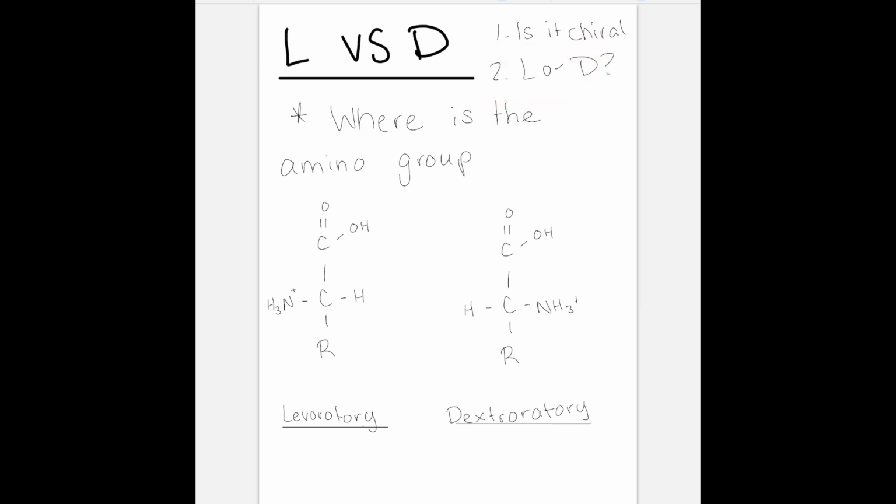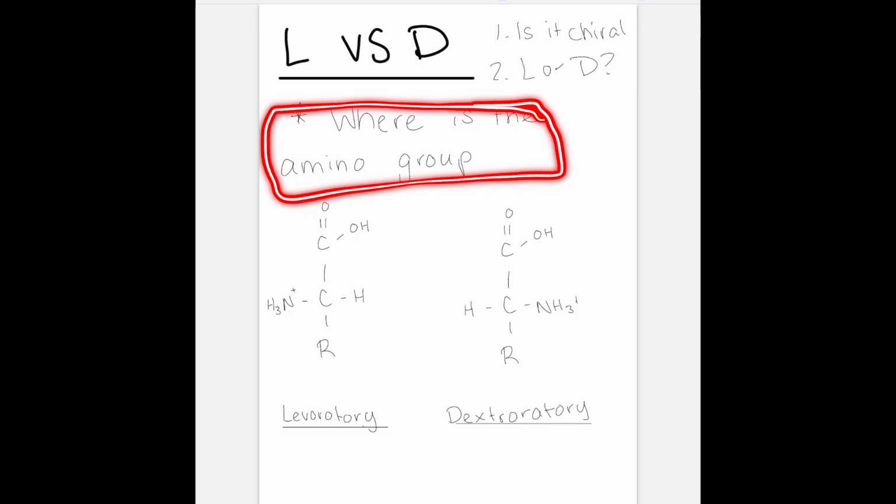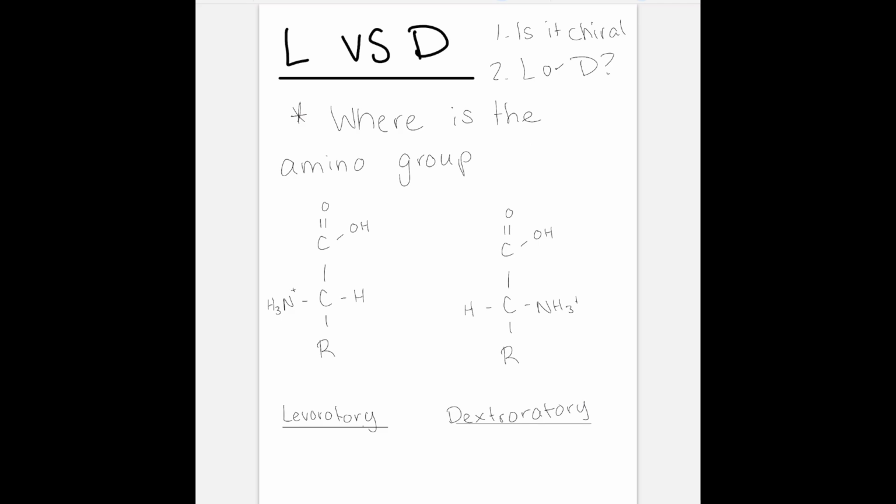Question 2 is asking, is it D or L? Well, how do we tell? Remember, we said L for left. So what needs to be on the left? The amino group. I'm not going to get into the organic chemistry behind this, but when we're trying to determine L or D in amino acids, it's important that we orient our carboxyl group to the top. There is a scientific reason behind it. I'm not well versed enough to explain it, but for our purposes, we just need to know that that is facing upwards.